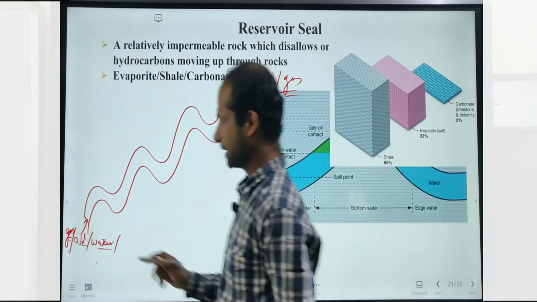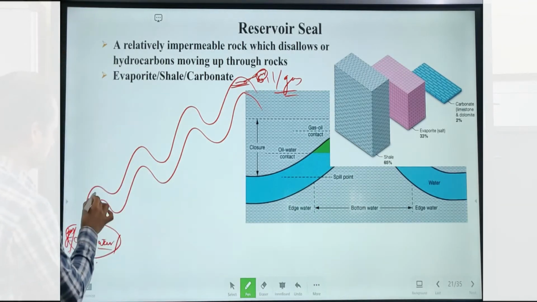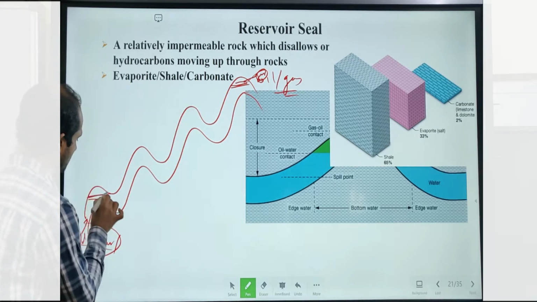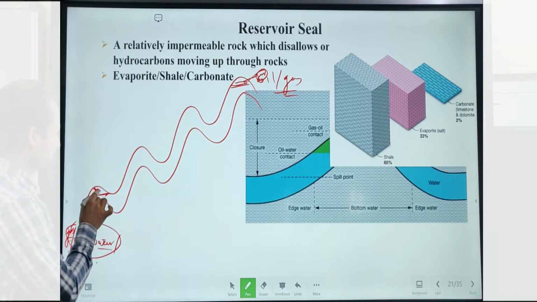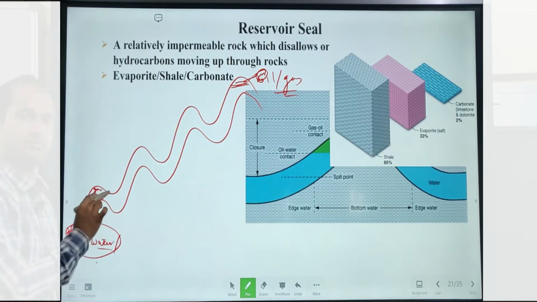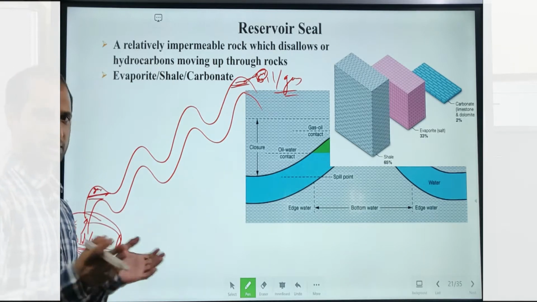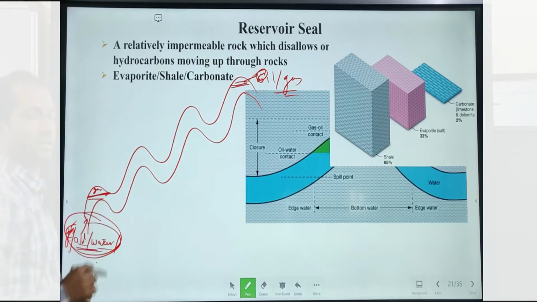Most of you will say that because gas is lighter we will get gas over here, but that is not correct. What is the reason? The instant migration takes place, initially the first structure which is getting filled is this. Initially the gas will accumulate over here, because the first to escape will be the gas, because of its lighter nature and compressible nature, so it expands very fast. So the first structure will be filled by gas.